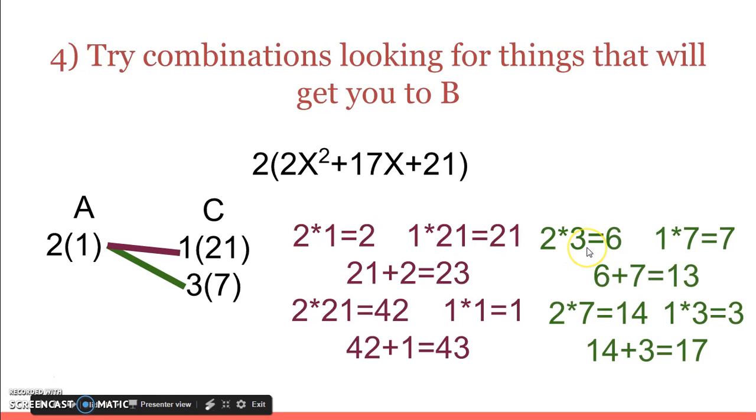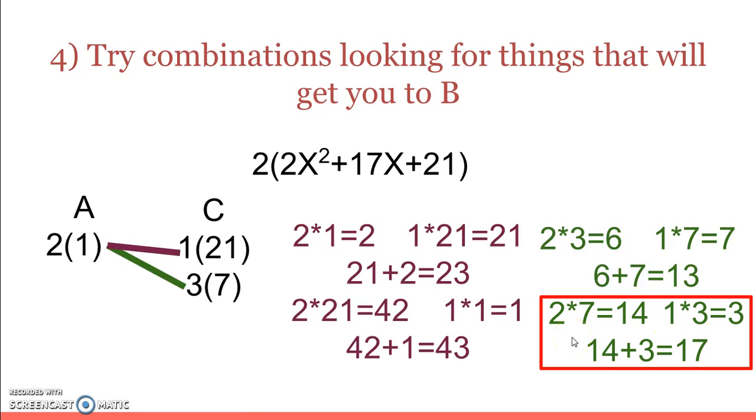So once we try those, we could do 2 times 3 and 1 times 7, but that only gives us 13. And if we did 2 times 7 and 1 times 3, we actually got to our 17, so that's going to be our correct answer. So we want to make sure when we write out our equation, we have our 2 times our 7 and our 1 times our 3.